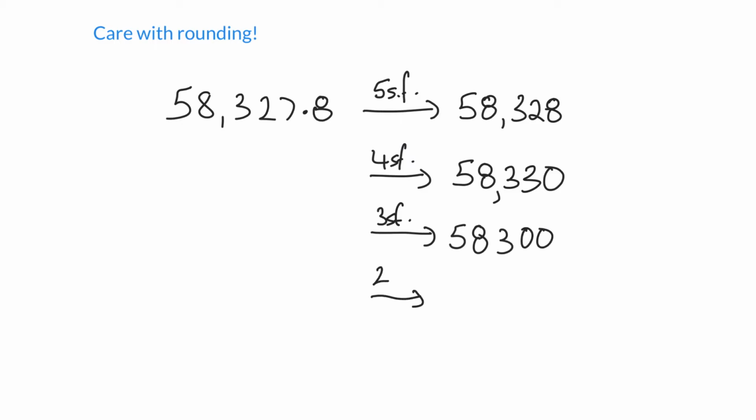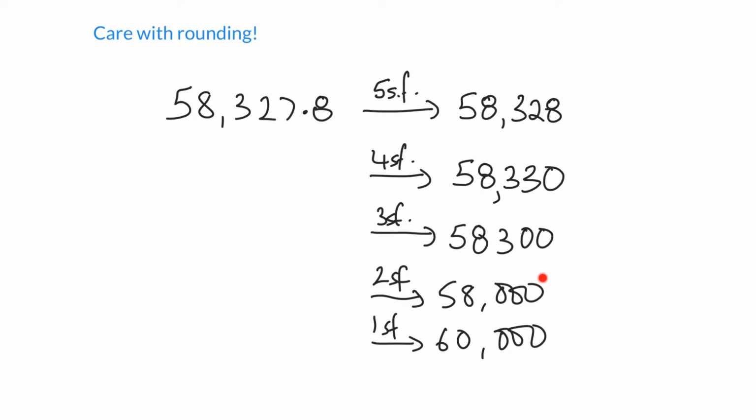And so on. So if we wanted to round to 2 or to one significant figure, we would essentially just write 58,000. And for the last one, we would write 60,000. And so we have to pad out those zeros there to keep the ones, the tens, the hundreds, the thousands, and the 10,000s all in the right place.